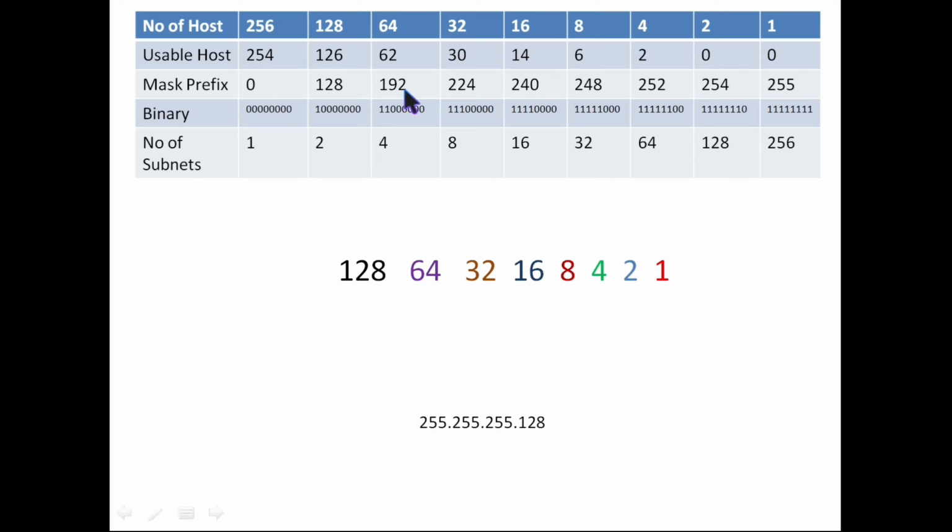Next is 192. We sum up 128 plus 64, that is 192. 224 is 128 plus 64 plus 32. In the same way, 240 we sum up these 4 numbers. 248 we sum up 5 numbers. 252 we sum up 6. 254 we sum up 7. 255 we sum up all 8, from 128 down to 1.